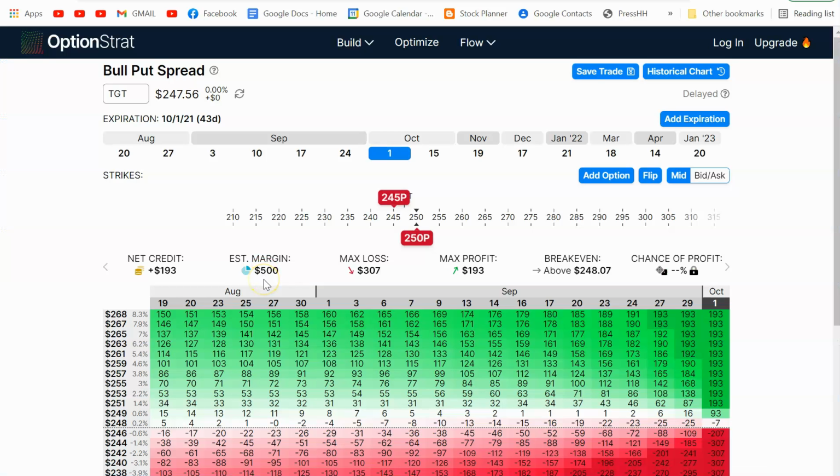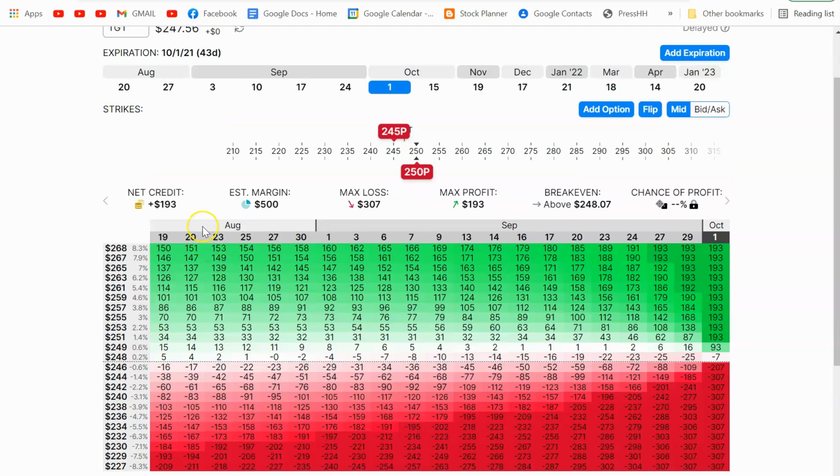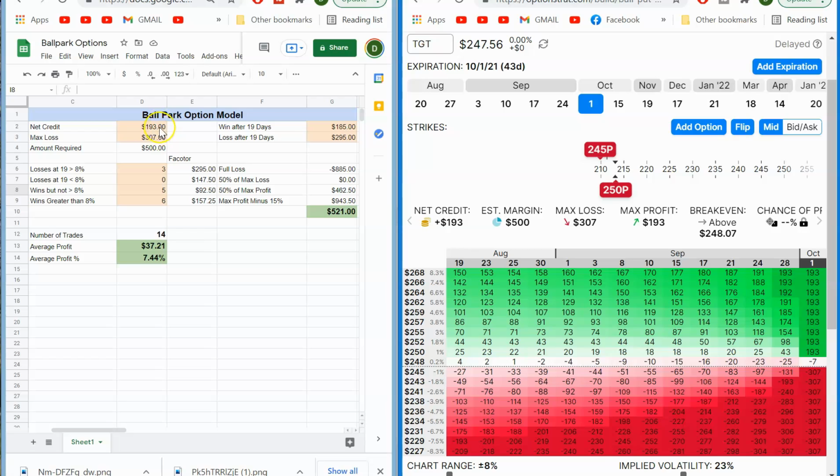We want to invest $500. Now remember, on our back test, we used $1,000 for each trade. So this is about half, and we get about $200 to our bank account, and about $300 is our max loss that we can do on this trade. 200 and 300. Put that in my little ballpark model here.